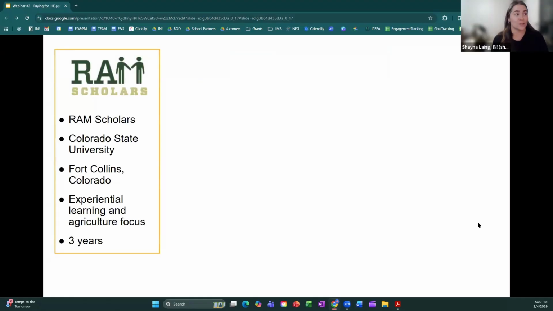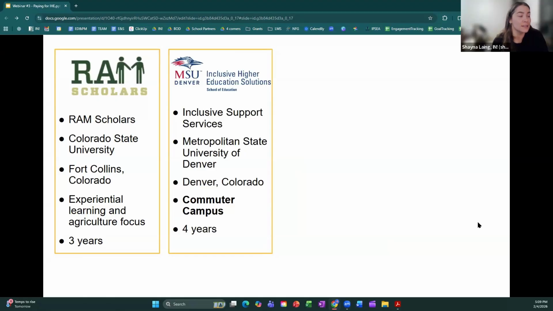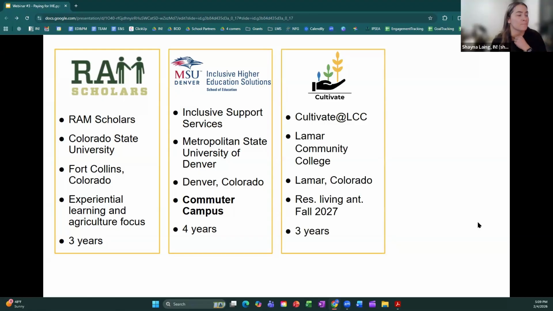These are some of our newer ones. So RAM Scholars at CSU in Fort Collins. They have a 3-year program. They don't yet have residential and they don't yet have that CTP designation. It is hopefully going to be approved at the federal level shortly. So right now, students enrolled in that program are not completing the FAFSA and don't have any of that federal financial aid supporting the cost of the program. And I can speak more to that in a little bit.